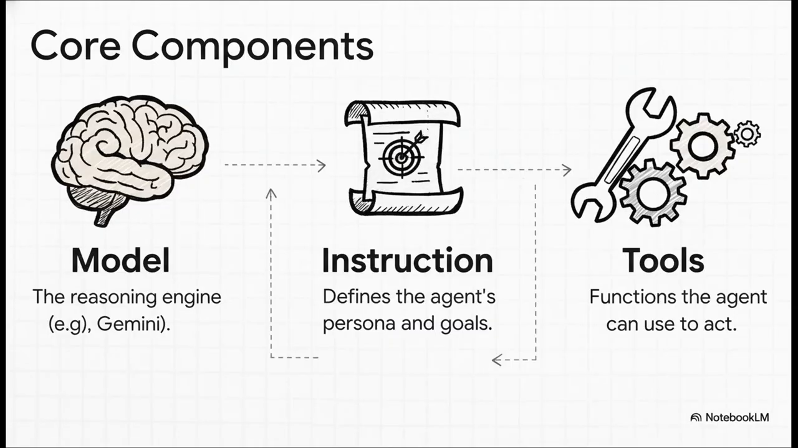And what I absolutely love about this is how simple it is at the start. Every single agent, no matter how complicated it gets later, boils down to these three things. You've got the model, that's the brain, the reasoning engine like Gemini. Then you've got the instruction. Think of this as its job description, its whole persona and goal in life. And finally, you have the tools. These are its hands and feet, the actual functions it can use to do stuff. That's it. This is the simple trio that everything else is going to be built on.